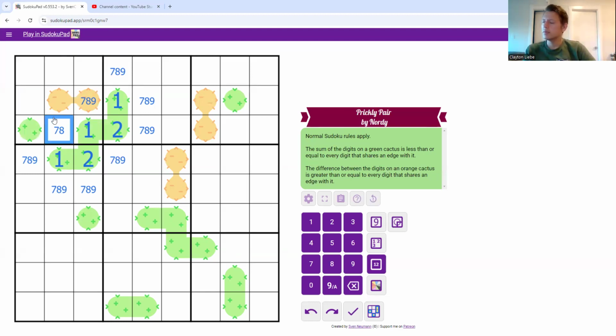So the difference between the digits, this is just a weird rule set. The difference between the digits on an orange cactus is greater than or equal to whatever this difference is, everything's smaller than it or the same. So it can't be too big of a difference, because if it's a 1, 2, 3, 4, the maximum difference is 4. But if we have a 7 or an 8 here, the difference has to be 7.